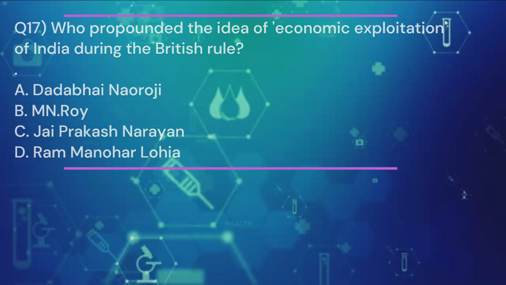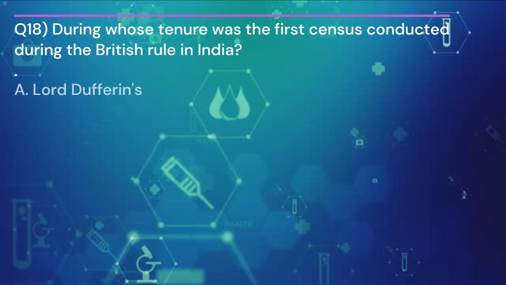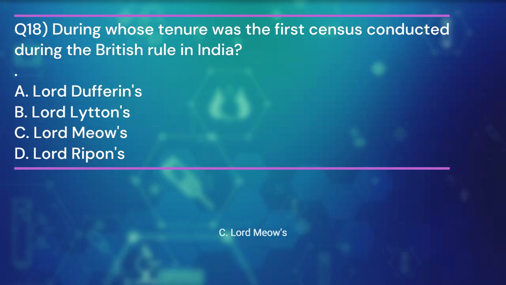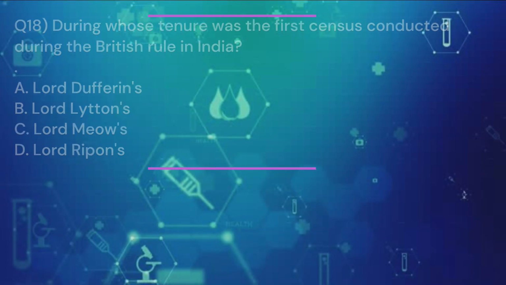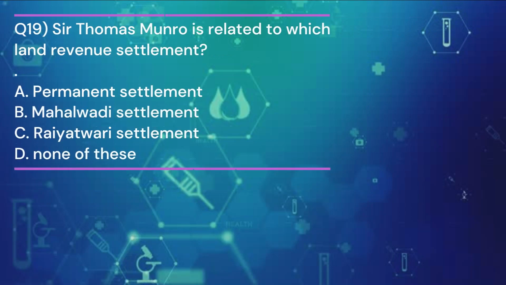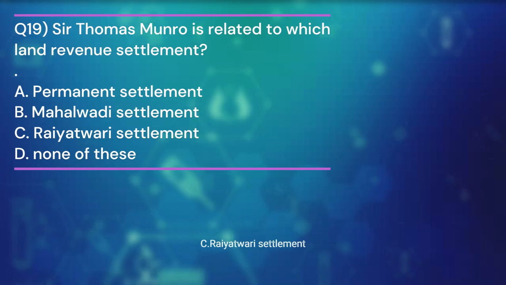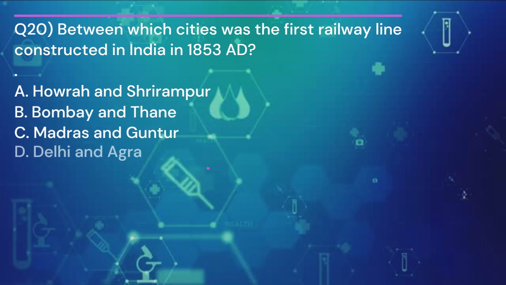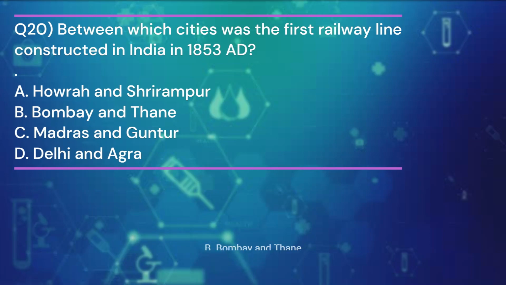Dadabhai Naoroji. Question 18. During whose tenure was the first census conducted during the British rule in India? And the answer is C. Lord Mayo. Question 19. Sir Thomas Munro is related to which land revenue settlement? And the answer is C. Rayatwari settlement. Question 20. Between which cities was the first railway line constructed in India in 1853 AD? And the answer is B.